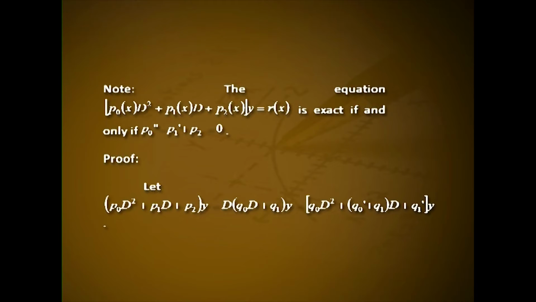Proof. Let (p0 d² + p1 d + p2) of y be equal to d of (q0 d + q1) of y, which is equal to (q0 d² + q0' d + q1 d + q1') of y. Comparing like terms, we get p0 is equal to q0, p1 is equal to q0' plus q1, and p2 is equal to q1'.